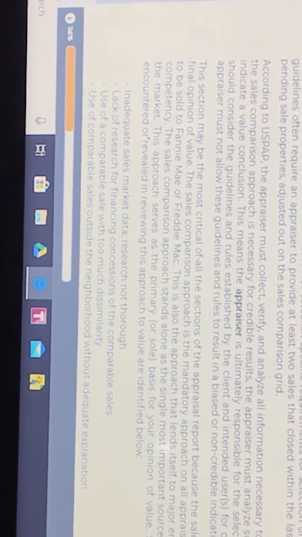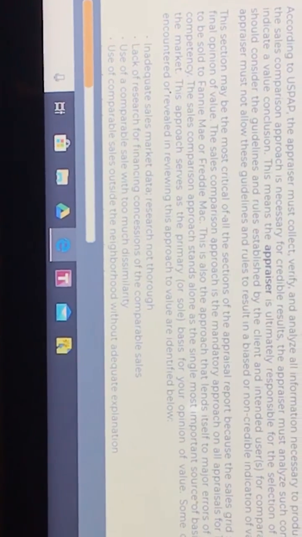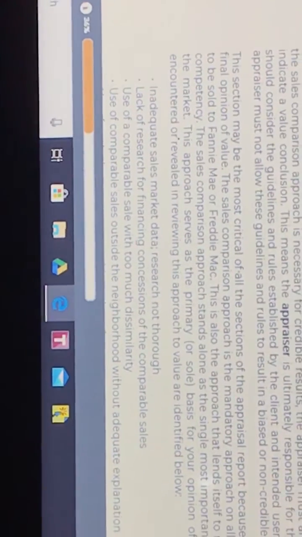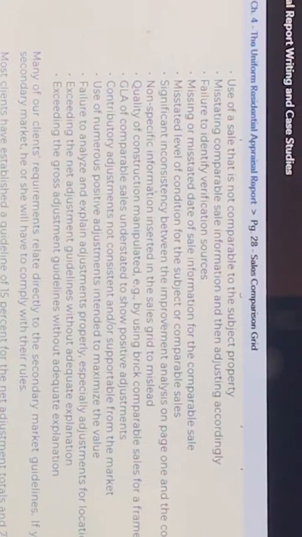Inadequate sales market data, research not thorough. Lack of research for financing concessions of the comparable sales. Use of a comparable sale with too much dissimilarity. Use of comparable sales outside the neighborhood without adequate explanation. Use of a sale that is not comparable to the subject property.